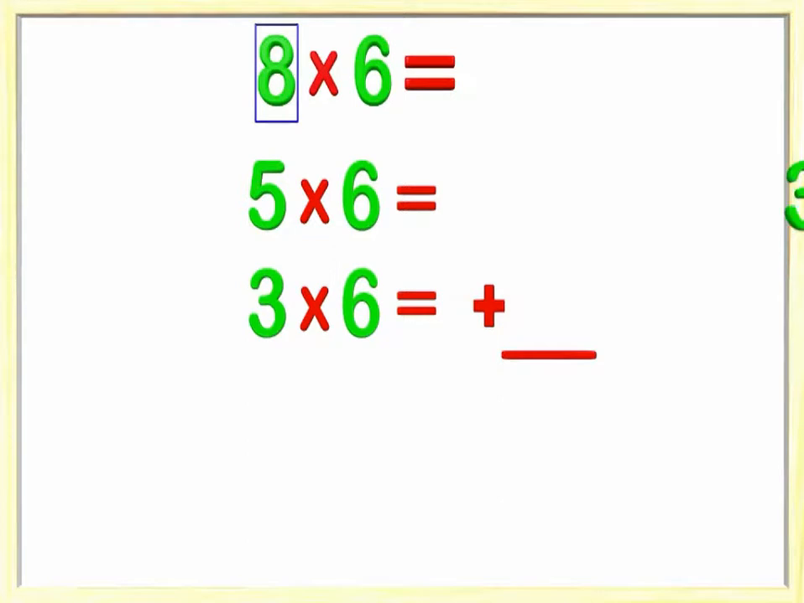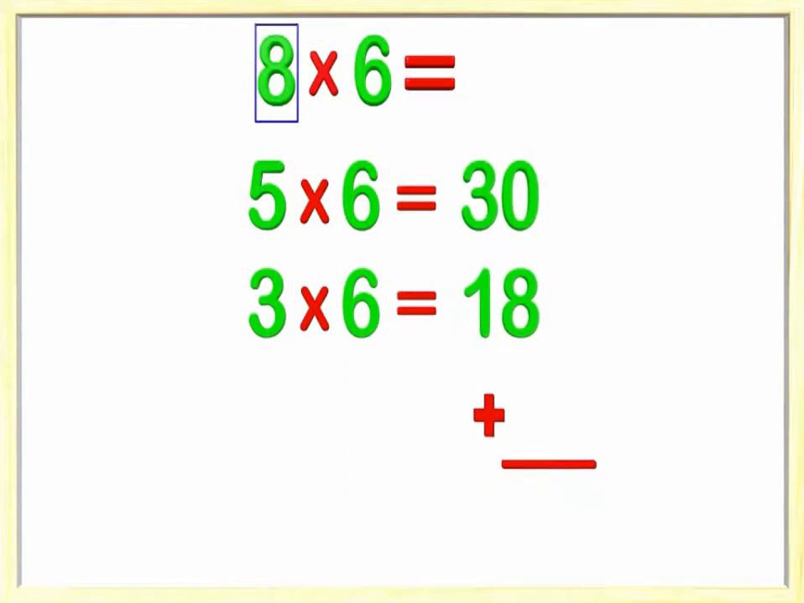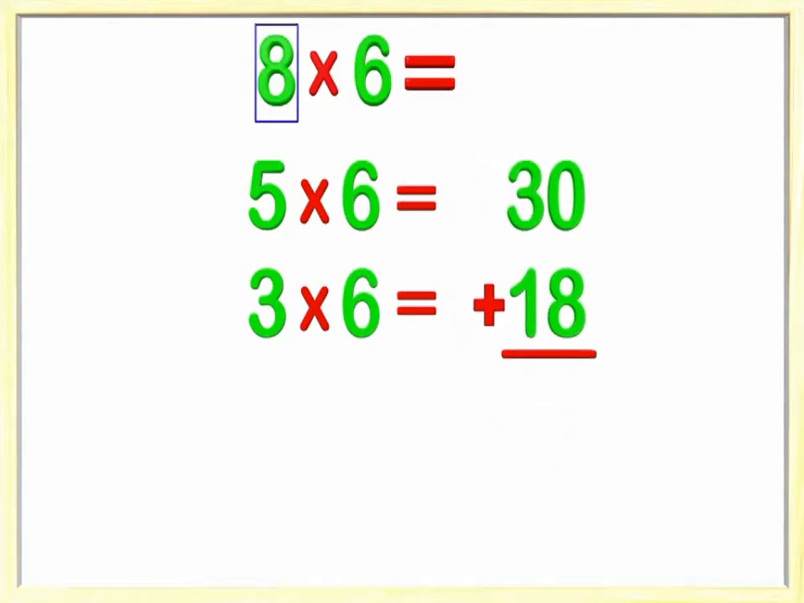I know that 5 times 6 equals 30. What does 3 times 6 equal? 18! Great job! We now need to add the 30 plus 18. 0 plus 8 is 8, and 3 plus 1 is 4. 48 is the answer. 8 times 6 equals 48, and we figured that out using the distributive property.